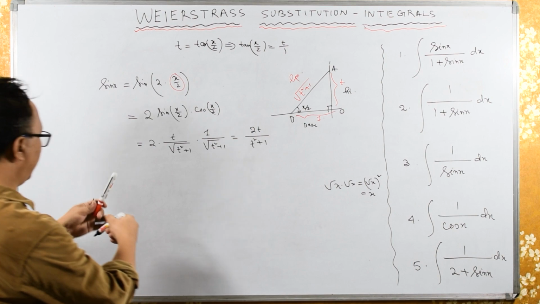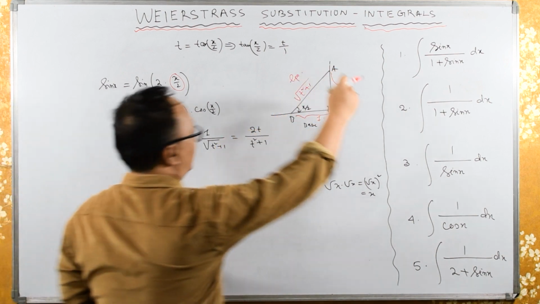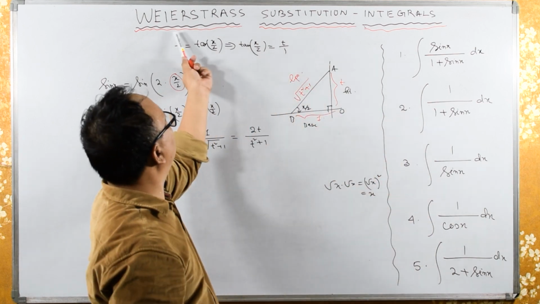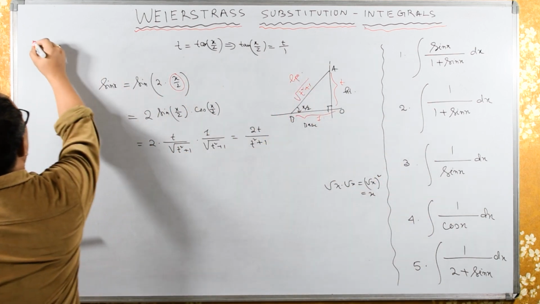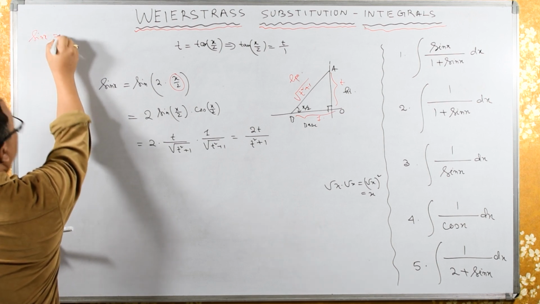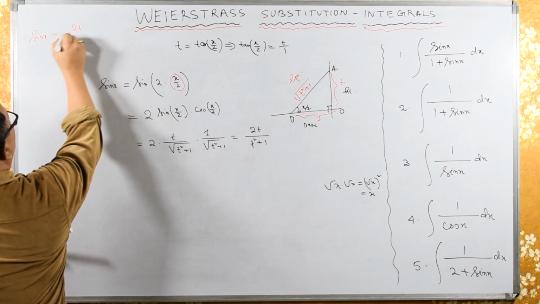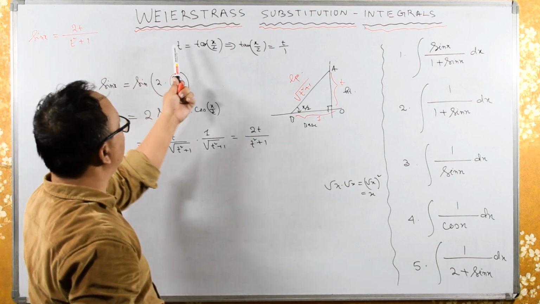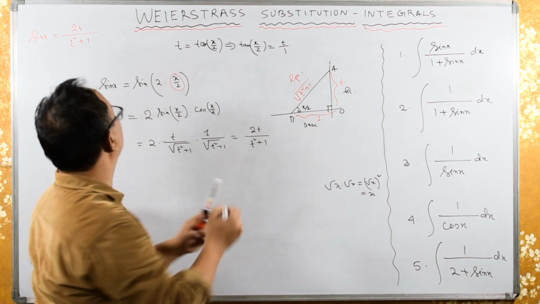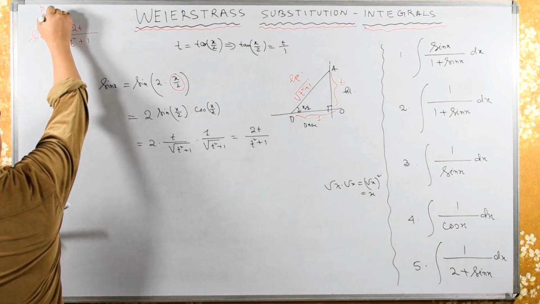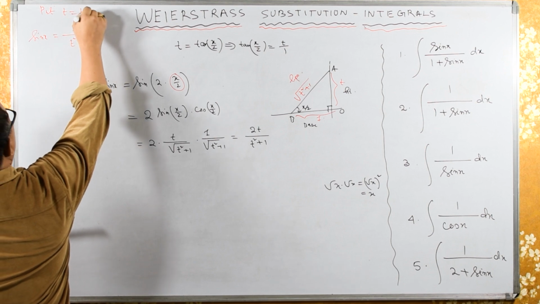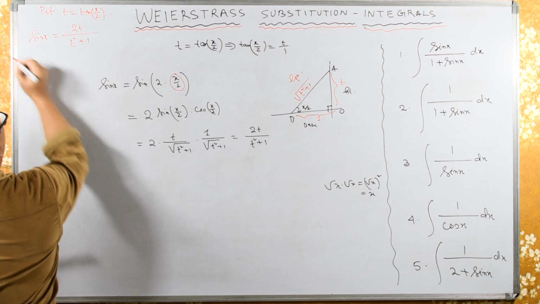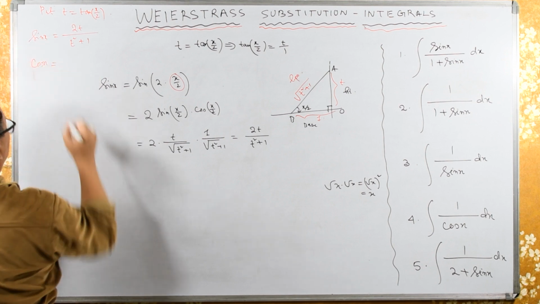So I can write over here, this is a standard substitution for all questions on the Weierstrass substitution. Now I can write sin x is 2t upon t square plus 1, if I substitute t equals tan x by 2. Therefore you can find even cos x as well as dx also.